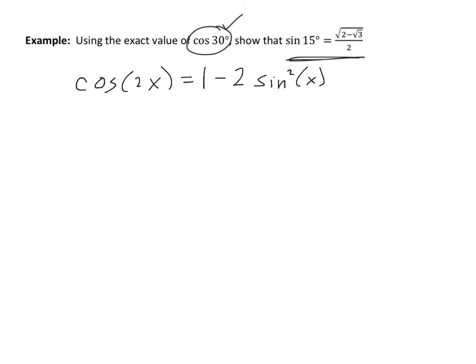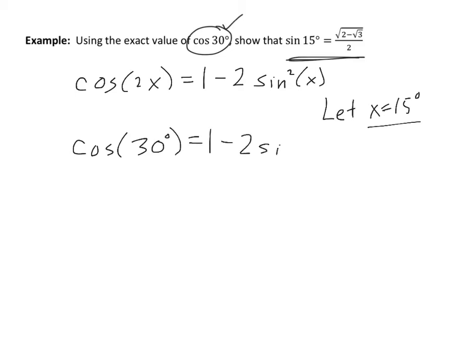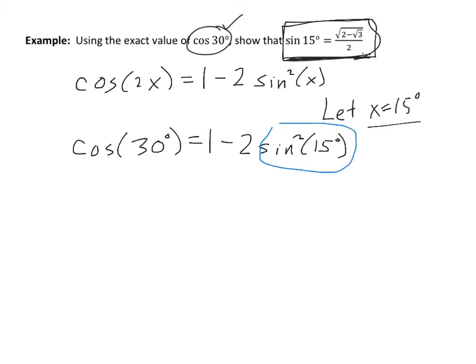And so what we can do now is say, okay, let's take this and let x be 15 degrees. If this is true for all values of x, then it'll certainly be true for 15 degrees. So when I plug in 15 degrees, I'm going to get the cosine of 30 degrees, 2 times 15, equals 1 minus 2 times the sine squared of 15 degrees. Now they wanted me to show that this is what sine 15 degrees is. So remember, I don't get to use this, but I know that this is going to be the answer. So my goal is to isolate this sine 15 degrees. I guess I'm going to need to isolate the sine squared, and then I'll square root it.